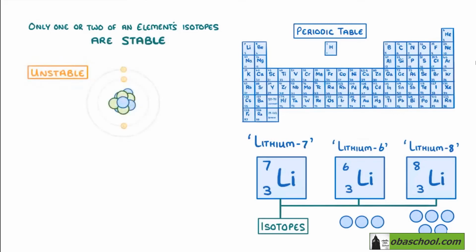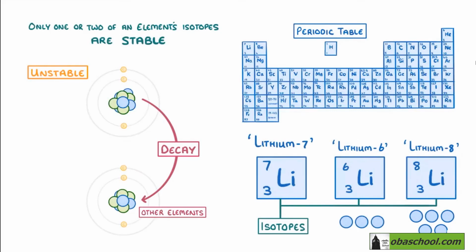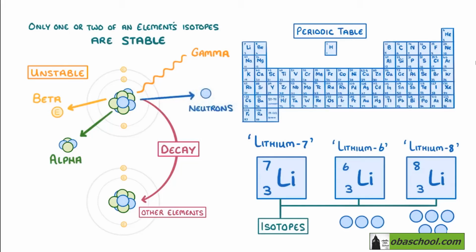The other isotopes which are unstable tend to decay into other elements by emitting radiation, like alpha radiation, beta radiation, or gamma radiation, or sometimes they just emit neutrons. We call this process radioactive decay, which we'll be talking about in the next video.